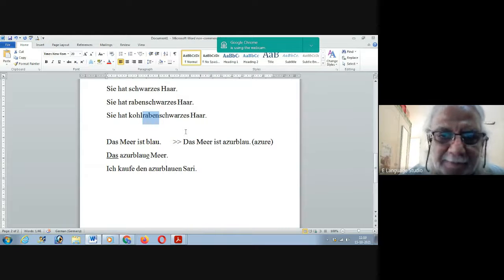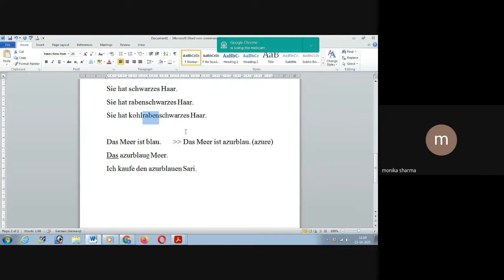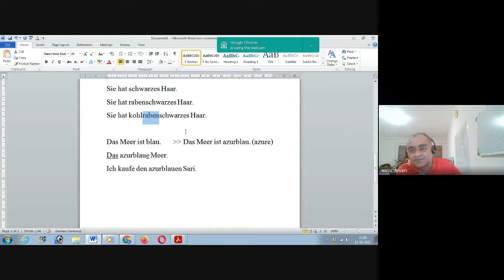I'm sure we have these formations in our languages also. Sometimes we use it. For example, in Tamil, we use it with gate, the gate of the entrance. Yeah, gate. So I don't know, that's right.